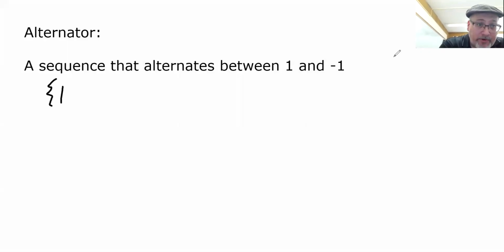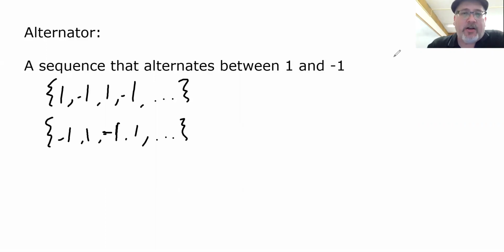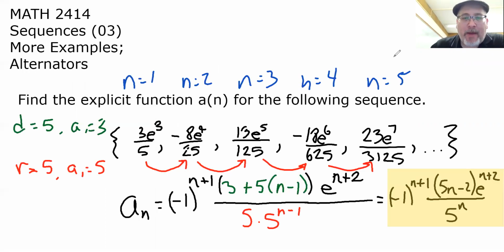Now, it could start with 1, or it could start with negative 1. And it's not uncommon to see what's called an alternating sequence, where the signs alternate between 1 and negative 1. So if we have an alternating sequence, how do we make it alternate? Well, we've kind of already answered that question if you go back and look at our previous answer. When you raise negative 1 to a power, its answers will alternate between 1 and negative 1.